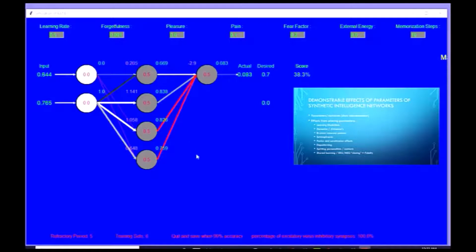And I'm going to demonstrate some other things in just a moment. We can have shared learning between networks, and I haven't pulled up the other network yet, of EEG and MEG cloning, I guess you could call it, although it's not really cloning, it's a type of integral heterodyning, which creates a fidelity factor. And I'm going to go more into that.